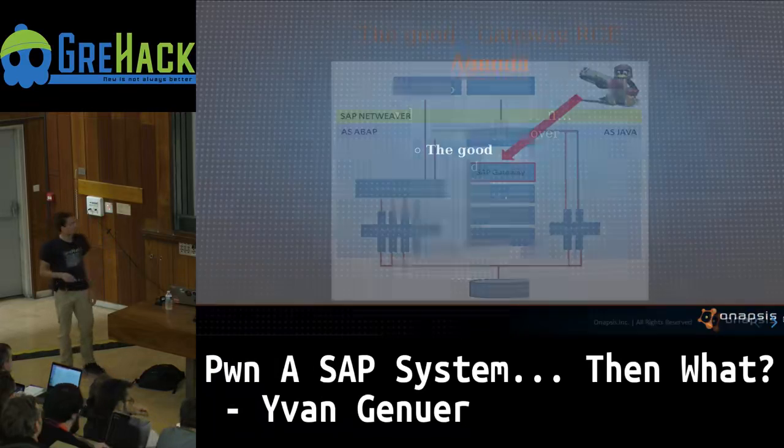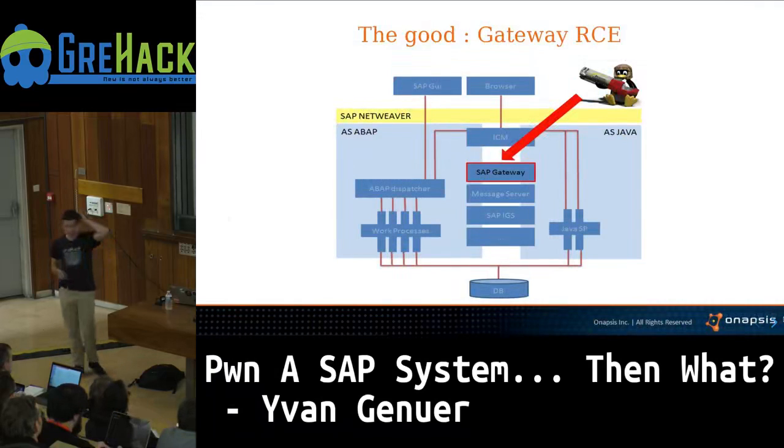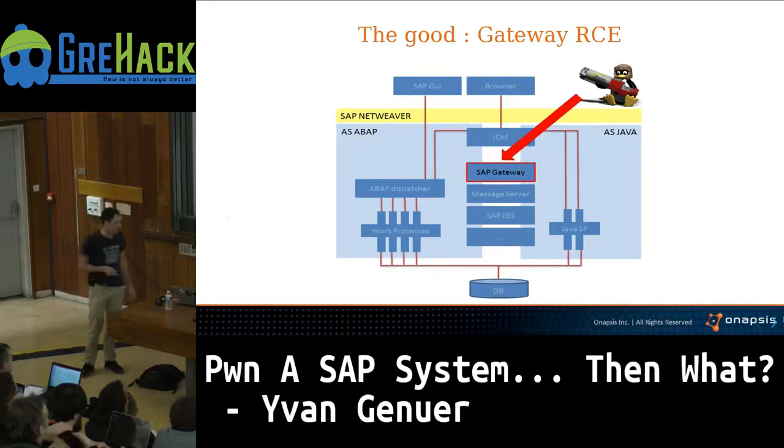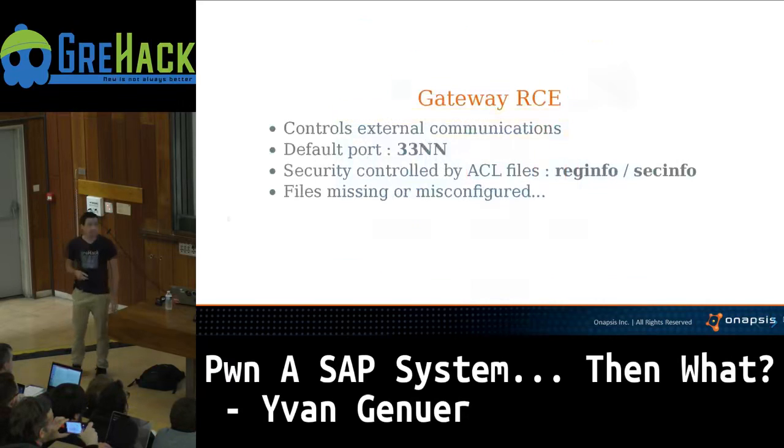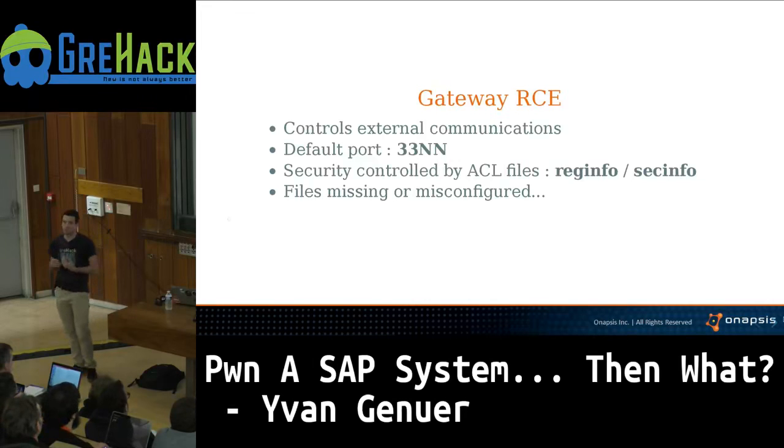Okay, first vulnerability. Maybe some of you have already heard about it. I will attack the SAP Gateway. The SAP Gateway is a service that exists in every SAP system, and it manages communication with the outside, with other SAP systems or third-party systems or whatever. The default port is 33 followed by the system number.